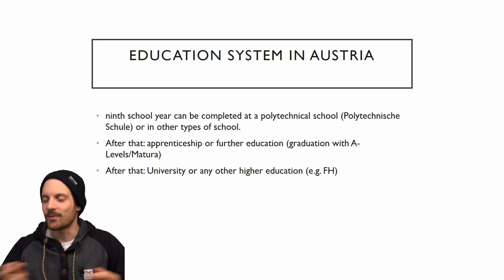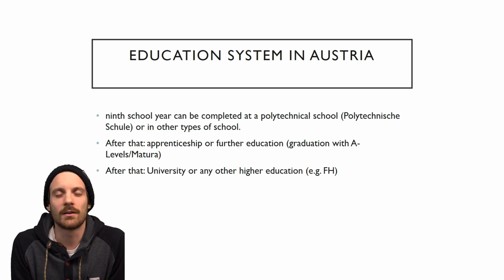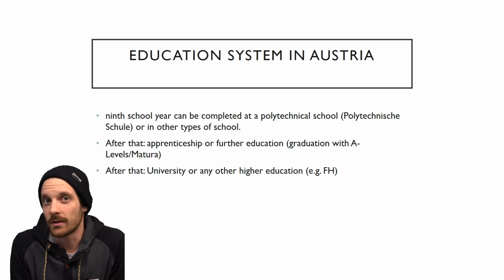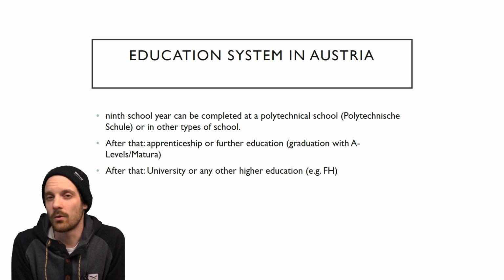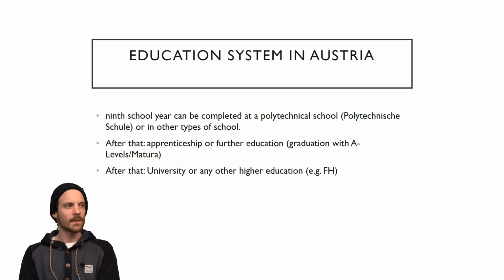Yeah, and of course, as we have all done some further education, you can also decide upon going to university after you graduated from grammar school or any other secondary school. Or you can go to an FH, it's called in Austria, so that's a Fachhochschule. That's similar to university, but the degrees are not the same.